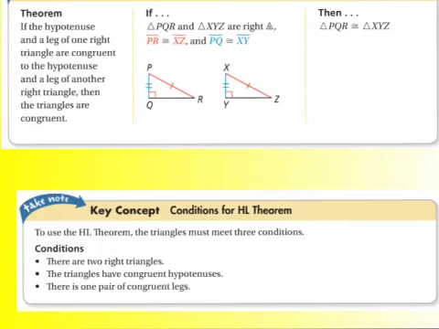Now, to use the HL theorem, or the hypotenuse leg theorem, the triangles must meet these three conditions. There must be two right triangles. The triangles must have congruent hypotenuses. And there must be one pair of congruent legs. So these are the three conditions to use the HL theorem.